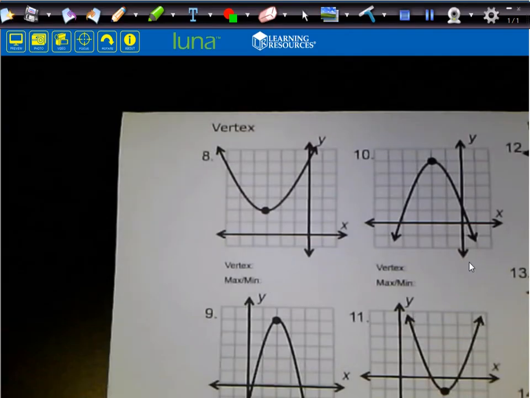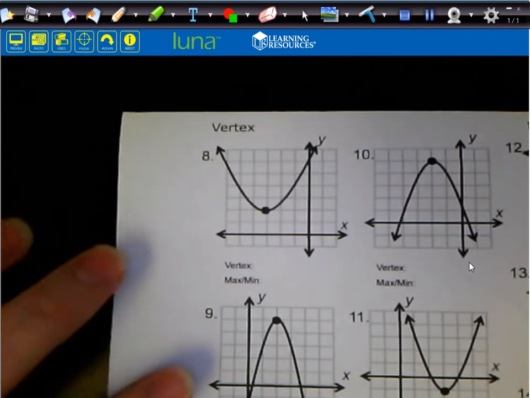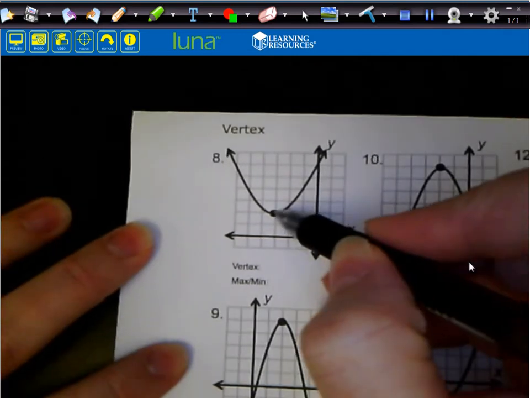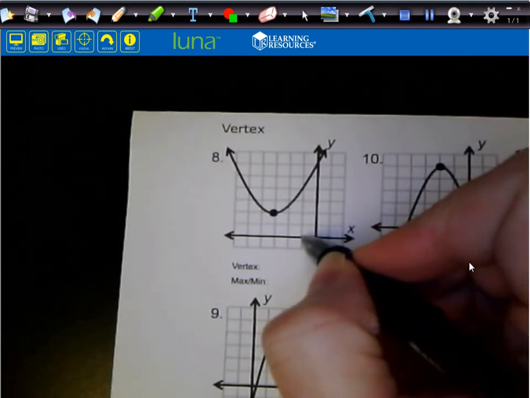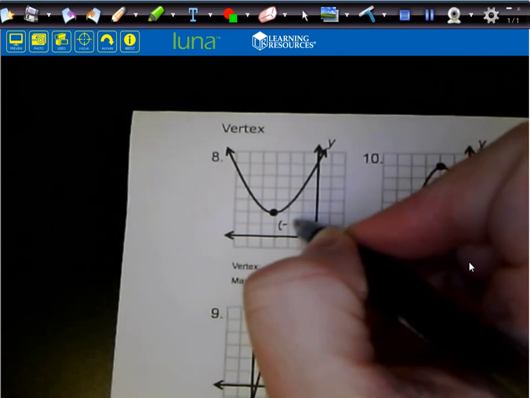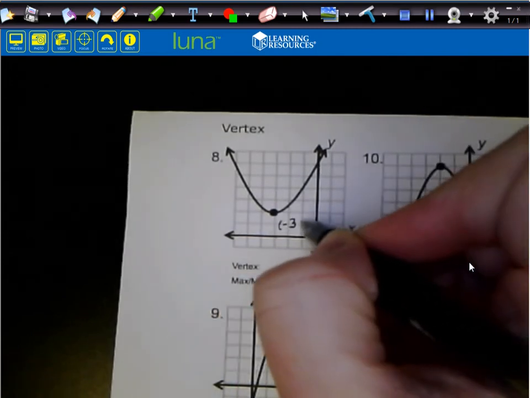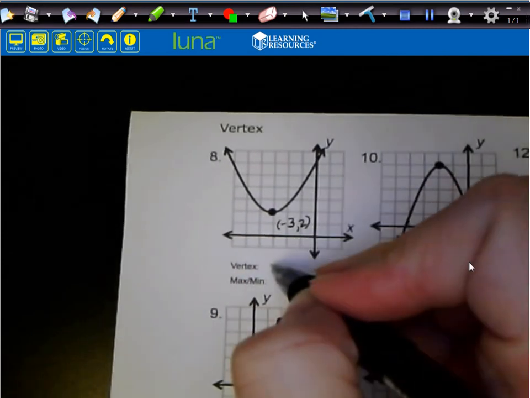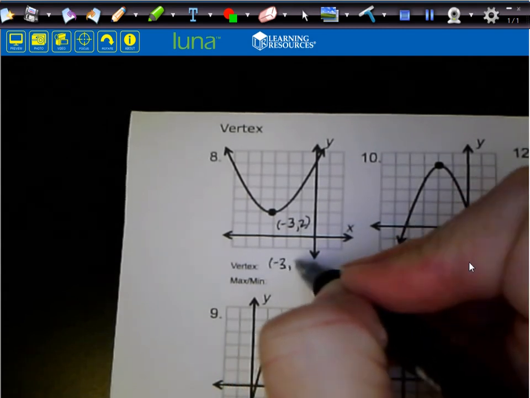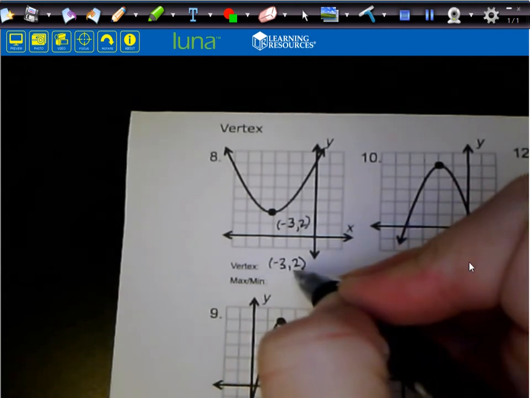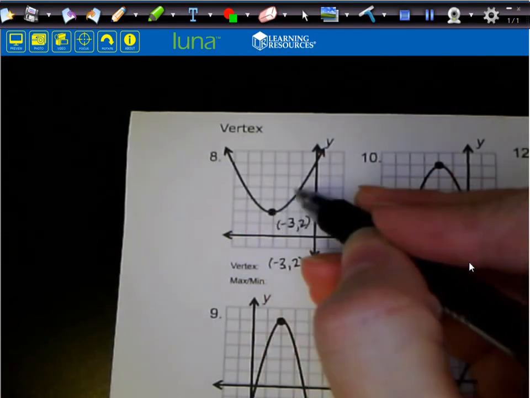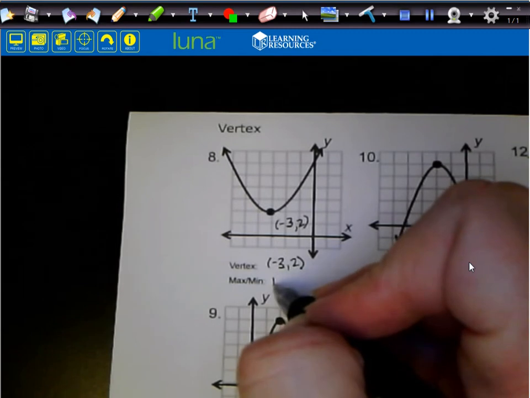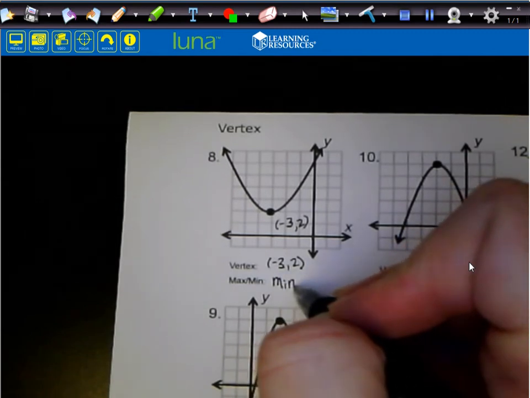So we're going to look at number 8. And we're looking at the minimum point here on the parabola, and we're just going to name this point. This point is 1, 2, 3, negative 3 on the x and 1, 2 on the y. So that means that our vertex is negative 3, 2. And again, because it's the minimum, it goes down, down, down to this point and then goes back up again. We write minimum or min.